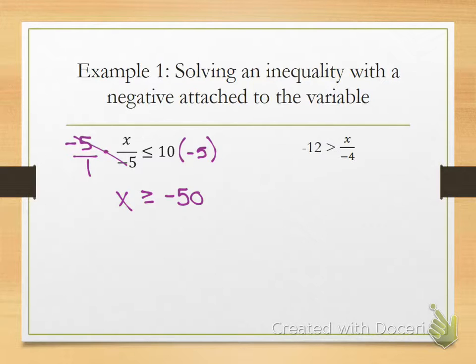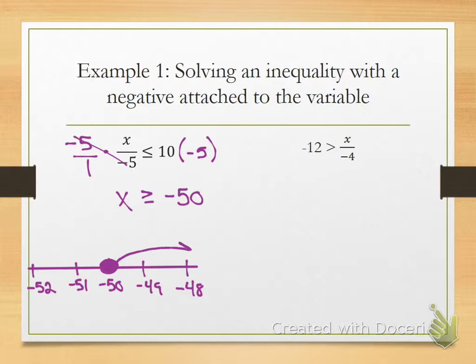And then I graph my solution like normal. Okay? So the rule is to reverse the inequality if you have to multiply or divide by a negative. Negative 49, negative 48. Open or closed dot? Closed because it's equal to. And arrow going left or right? To the right. It's greater than. All right, I want you to solve the second one the same way.